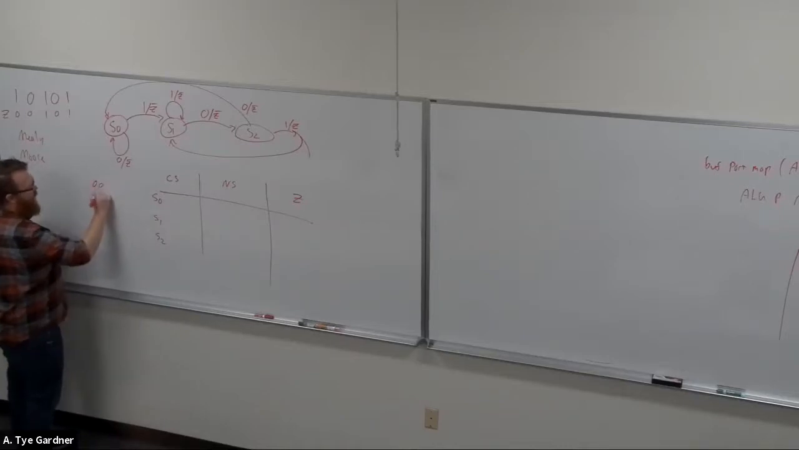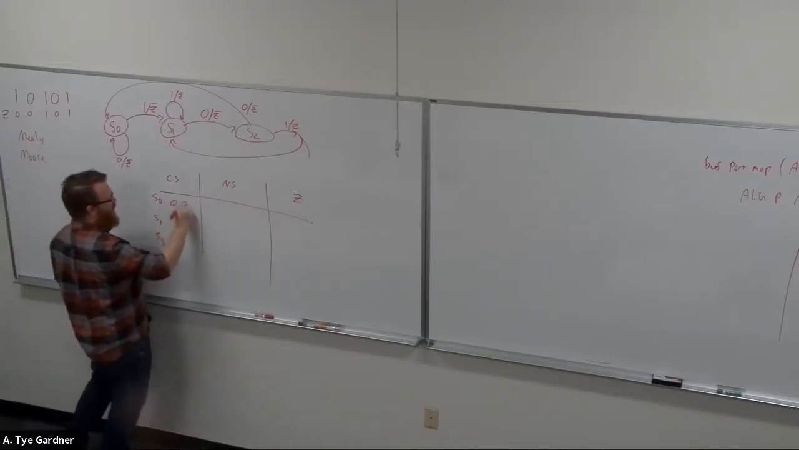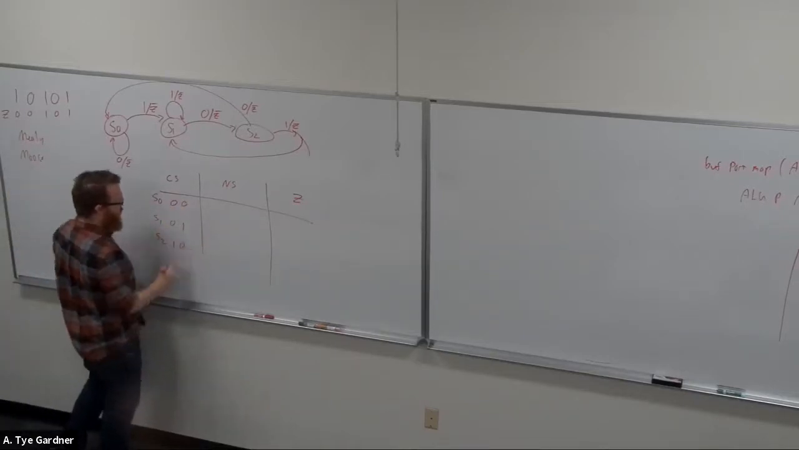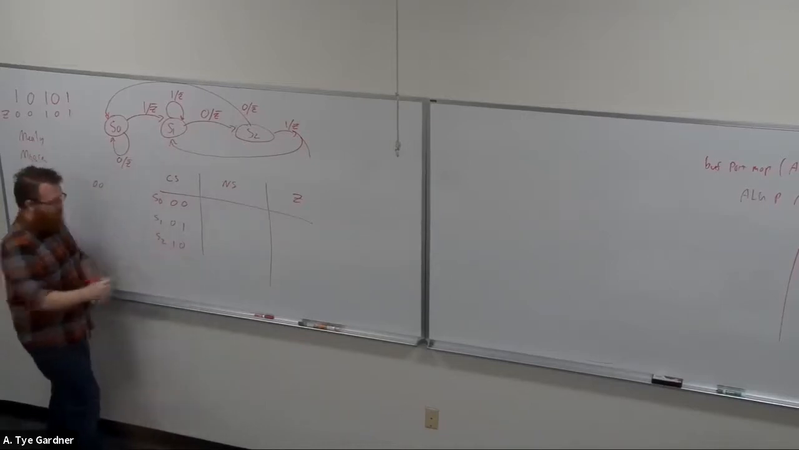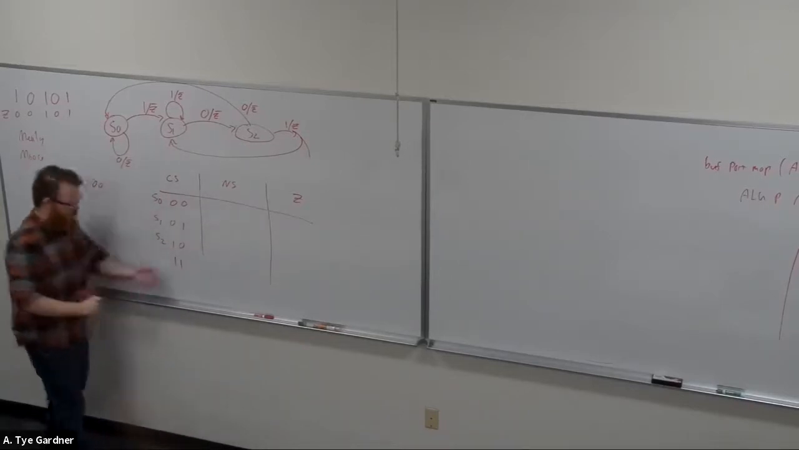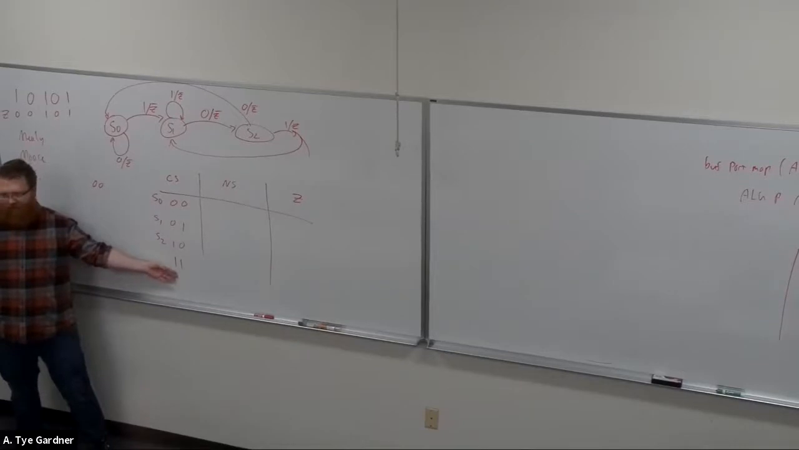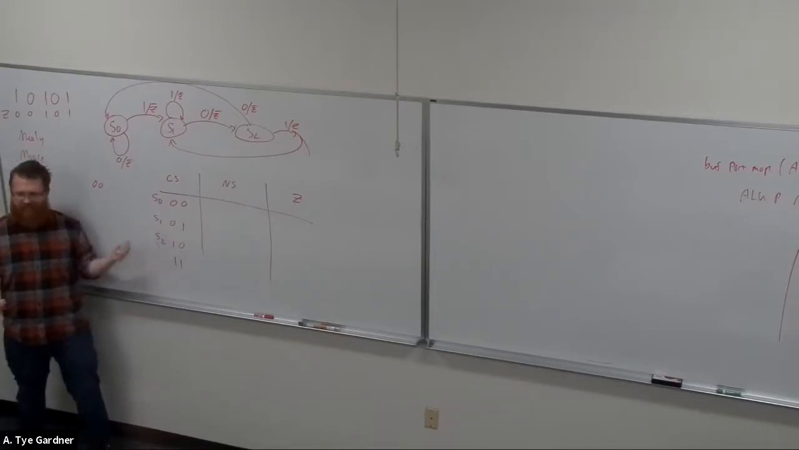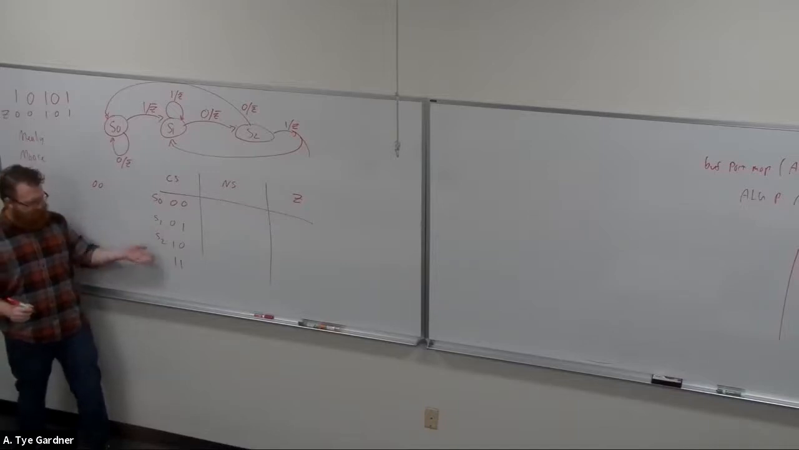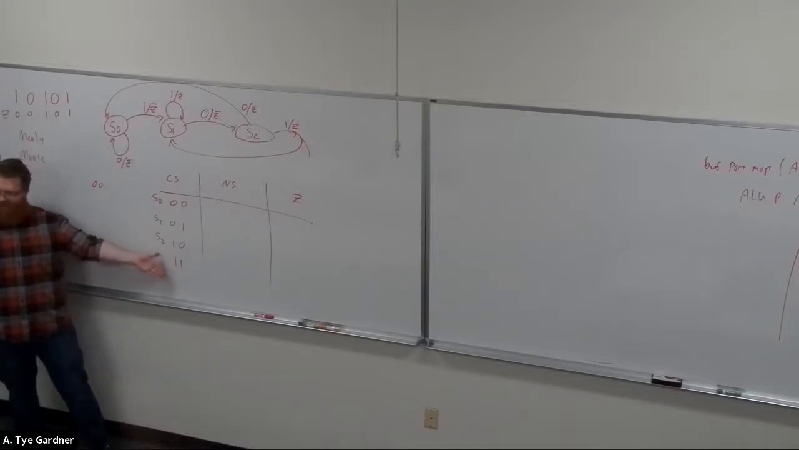So in 2 bits, well, I'll just do it here. 0, 0, 0, 1, 1, 0, ta-da. 1, 1 is there. It's known, right? Because there are 2 bits, and I can't magically pretend this doesn't exist. So it's there. We just don't care what it's doing because hopefully we never end up there.